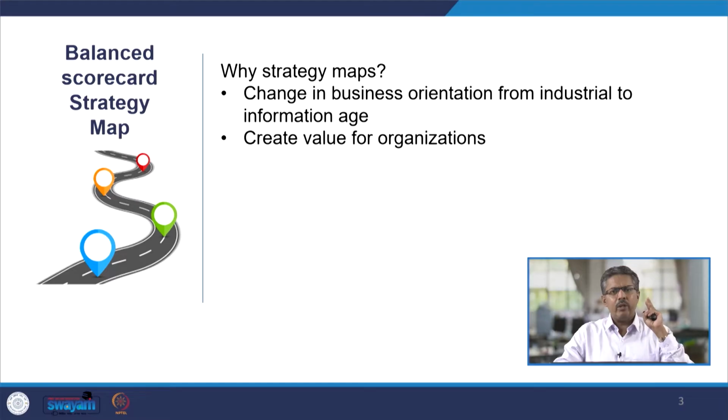So, strategy maps help in two things. One, a change in business orientation from the industrial to the information age. There has been a complete change in the way businesses are functioning today. In the earlier days we were in the industrial age, so we were talking about inventory, and cost reduction through minimizing the raw material cost and all.